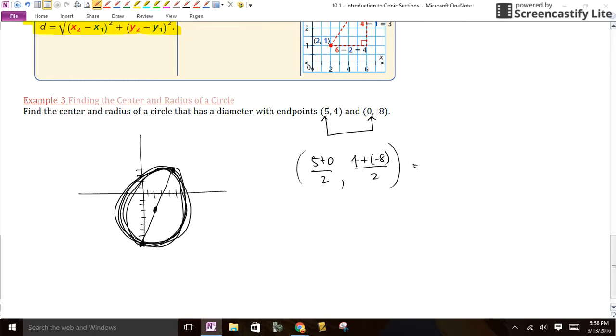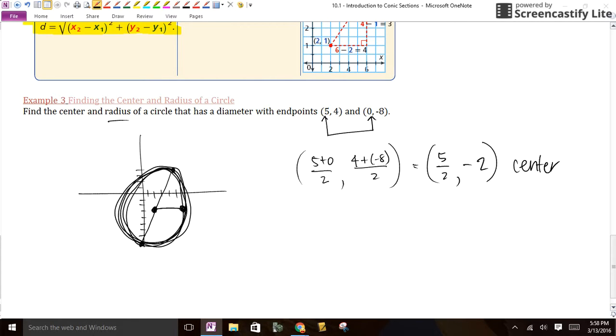Now we should clean it up because no one ever likes that. 5 over 2 doesn't reduce, so I'm going to leave it as 5 over 2. And negative 4 over 2 does reduce. That's negative 2. So it's 2.5 comma negative 2, not 2, negative 3 like I thought. There's your midpoint or your center. And now, last but not least, can you find from the center to the edge, can you tell me what that radius is? Or did they even ask for it? Yes, they did. What is that radius?